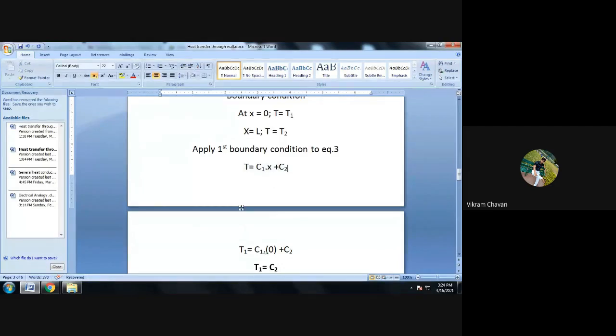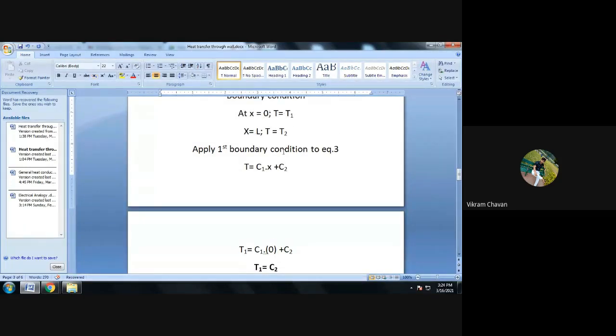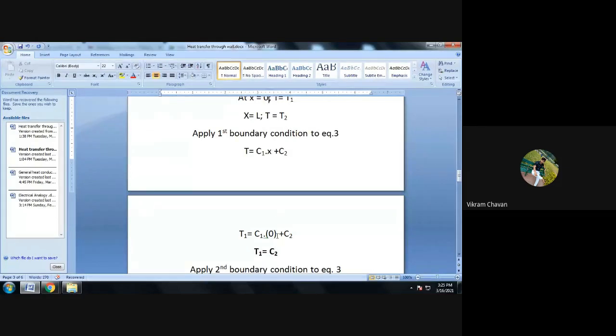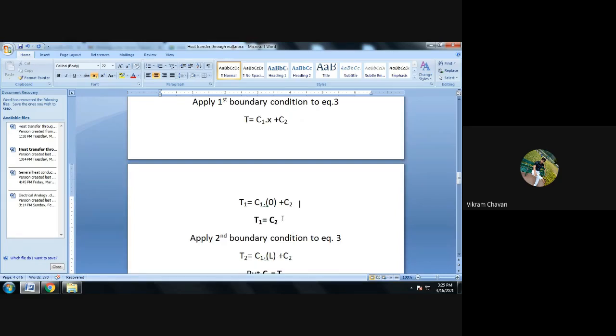This equation becomes T1, as we know that in the first boundary condition T is equal to T1. So T1 is equal to C1 multiplied by x, where x is equal to 0, plus C2. C1 multiplied by 0 is equal to 0, so by applying the first boundary condition we get T1 is equal to C2. So we can say that C2 is equal to T1.